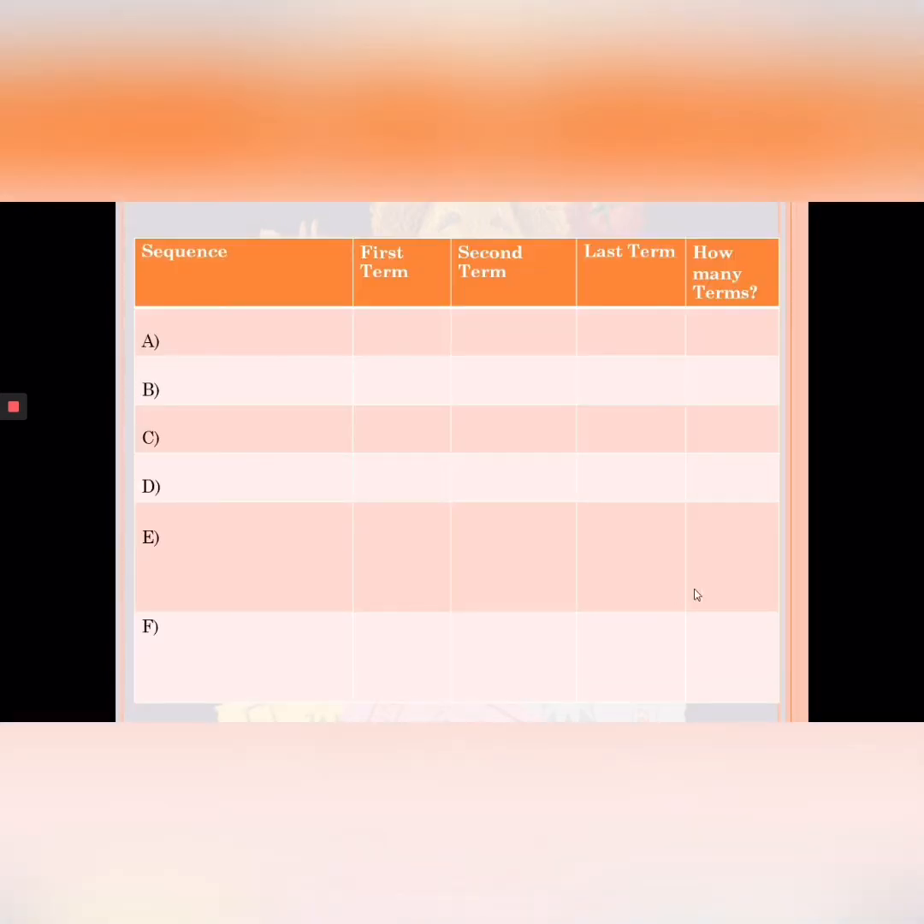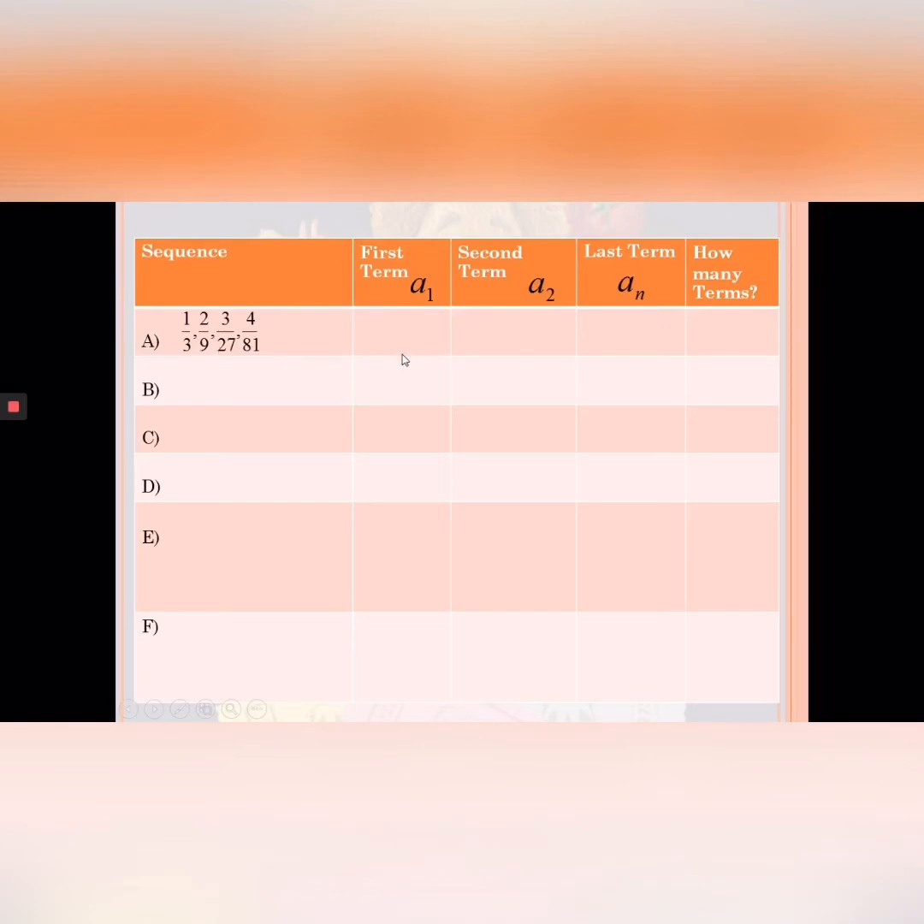So let's proceed. So I have here the table. We have 6 examples. So in the first column is sequence, the second column will be the first term, or a1, the third column is second term, or a2, and the last term is an, and then there is the last question, how many terms do we have in a specific sequence? So in the first example, we have 1 over 3, comma, 2 over 9, comma, 3 over 27, comma, 4 over 81. So as you can see here, a sequence is always separated by a comma.